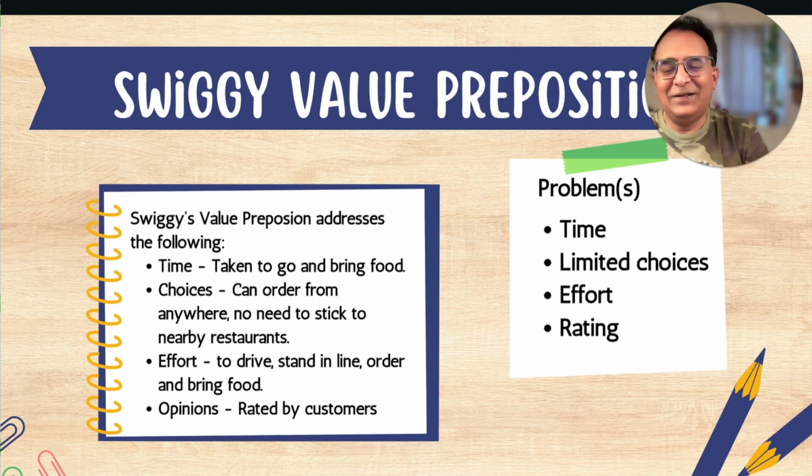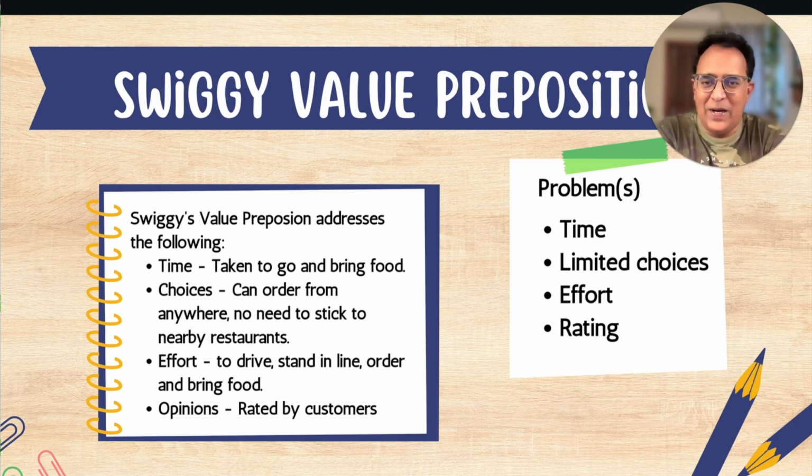Now, going back to an Indian example, Swiggy. What is Swiggy's value proposition? The time, limited choices, effort, and rating. These are the four things Swiggy is trying to solve for us to get good food. Now, time taken to go and bring the food. So for example, in the morning, I feel like having a breakfast. I'll have to go stand in the line, or if the restaurant is crowded, I have to stand in the line. Otherwise, wait for him to pack and then bring it back and then unpack and then eat.